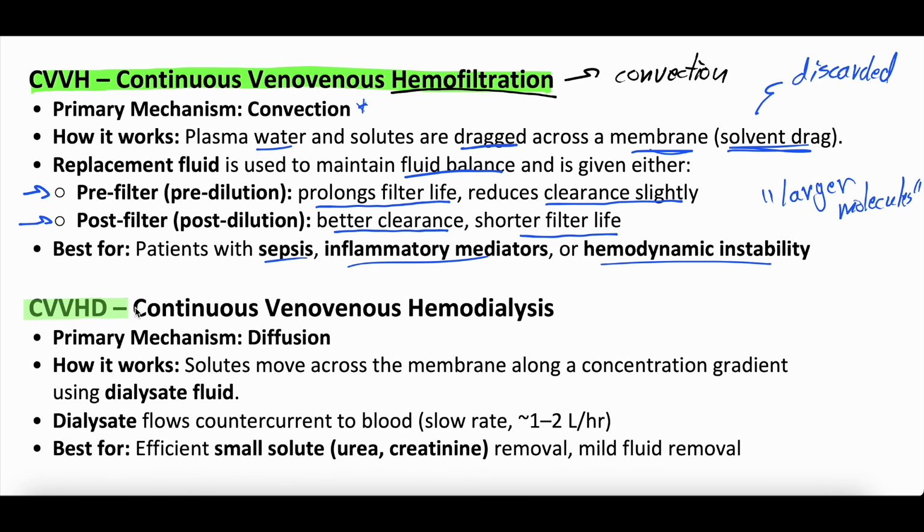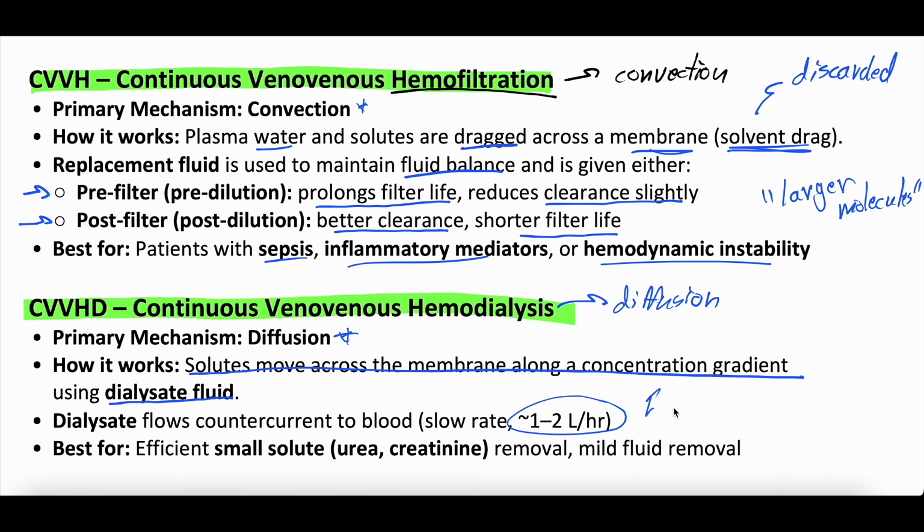CVVHD, continuous veno-venous hemodialysis, right? We said anytime you see dialysis, think diffusion. Whereas again, anytime you see hemofiltration, it's convection. So the primary mechanism for CVVHD is diffusion, which, as we said, solutes move across that membrane along a concentration gradient using that dialysate fluid. The dialysate flows countercurrent to the blood, and there's a certain flow rate of the dialysate fluid. The higher the dialysate fluid flow rate, the more efficient your removal of solute is going to be, which makes sense because the solutes are moving across a concentration gradient.